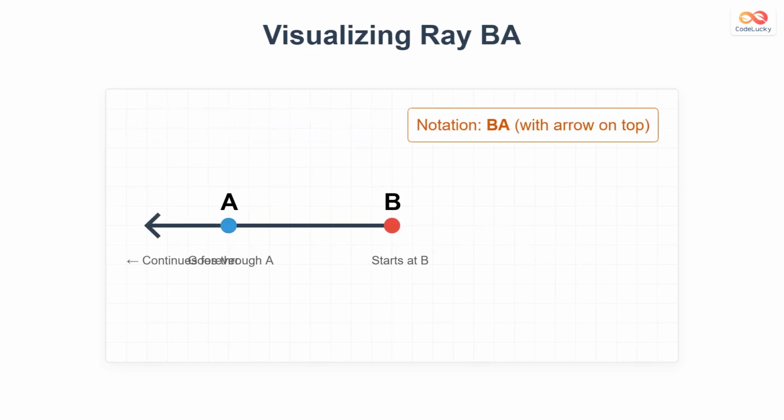Now, contrast that with ray BA in this case. The first letter is B. This means the ray starts at point B, it goes through point A, and continues forever to the left. Notice how the direction has completely changed.